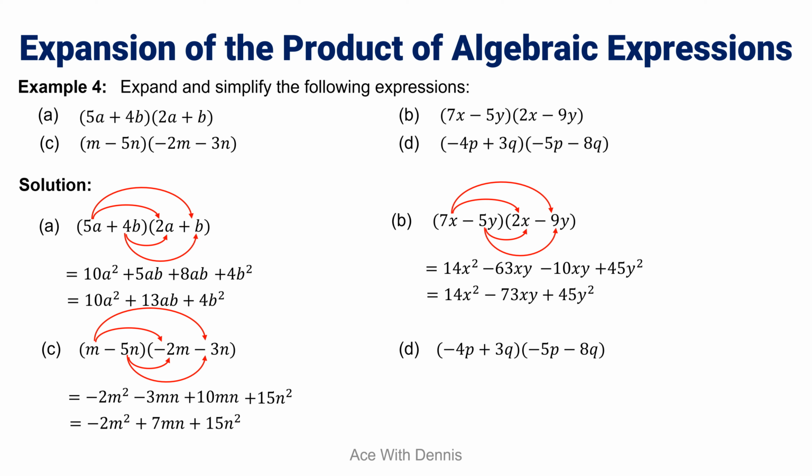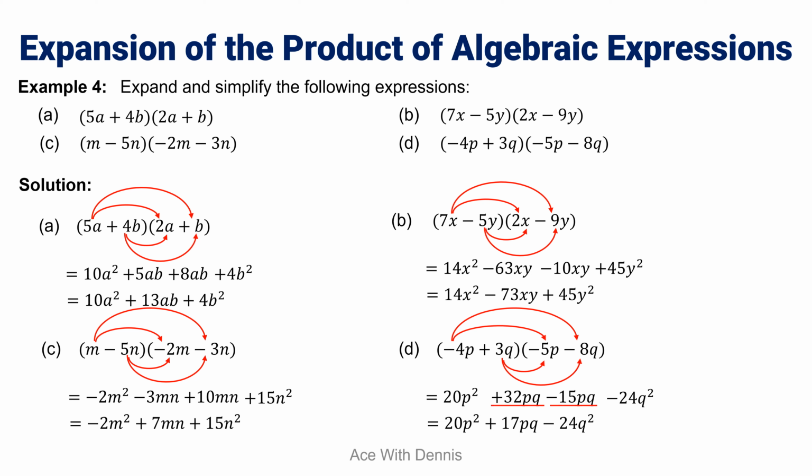Lastly, D. (−4p + 3q)(−5p − 8q). Expand, negative 4p times negative 5p, we have 20p squared. Negative 4p times negative 8q, we have positive 32pq. 3q times negative 5p, we have negative 15pq. 3q times negative 8q, we have negative 24q squared. And group the like terms together, the result is 20p squared plus 17pq minus 24q squared.